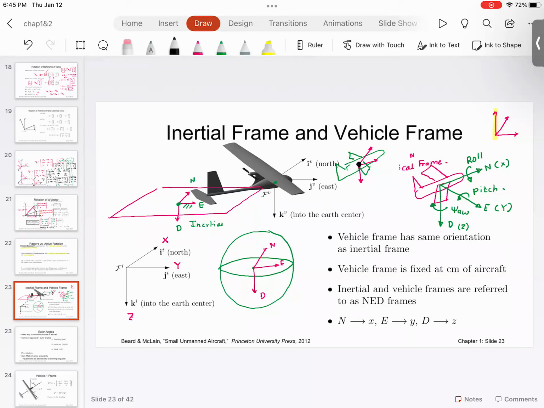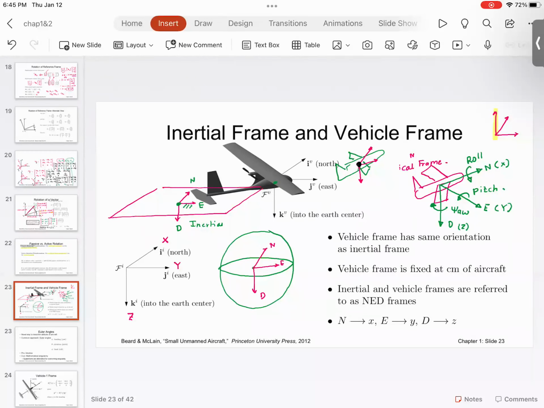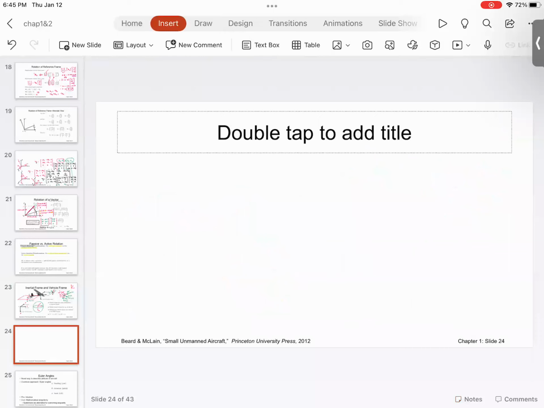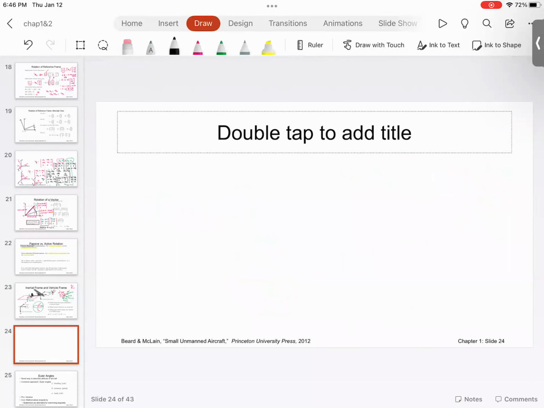Now, what we are going to do is look at the rotations of the aircraft. So this is the vehicle frame. And I want to be absolutely clear, because this is the point where I've seen students getting confused. So for my own satisfaction, I'm going to explain these concepts again.